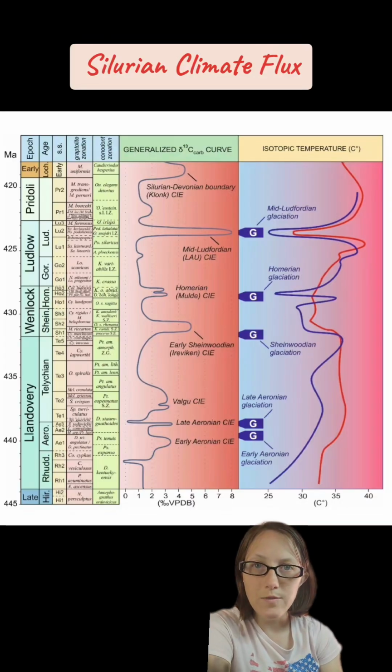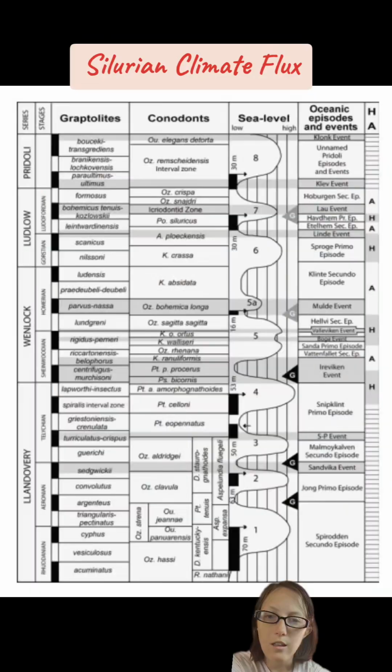The driving force for the cyclic pattern was changing areas for production of oceanic deep water over time from high latitudes to low latitudes. These cyclic changes have been linked to three significant events: the Irrviken event, the Mold event, and the Lau event. Each of these are minor extinction events.